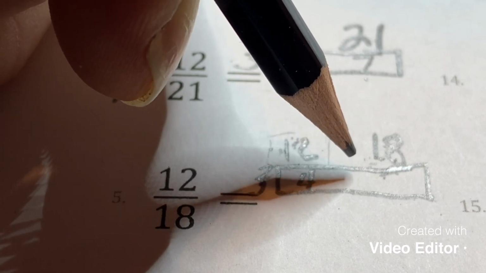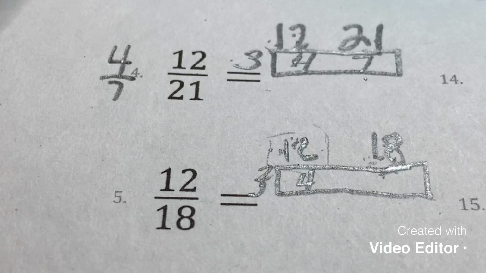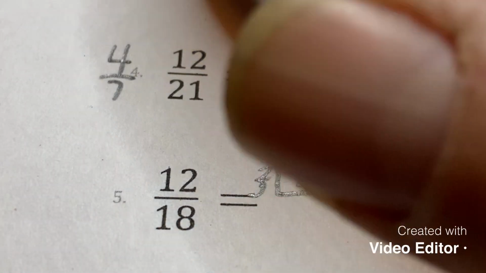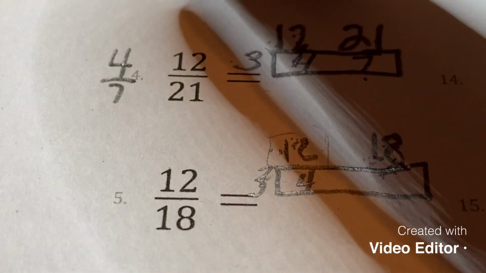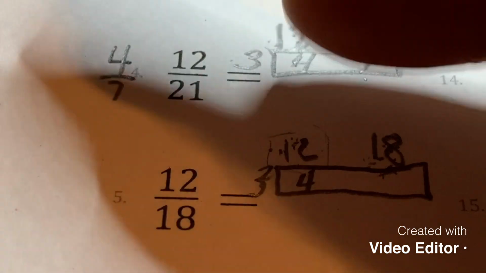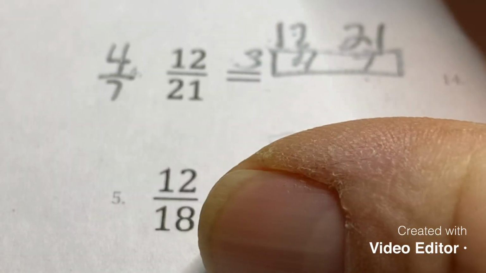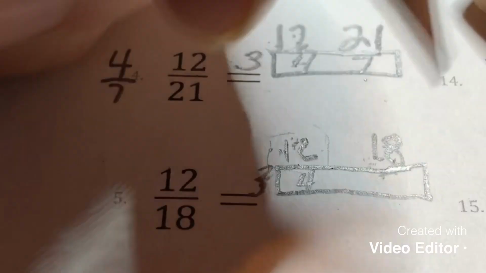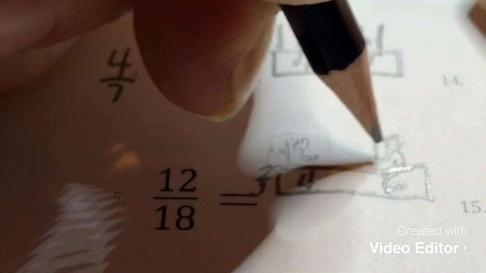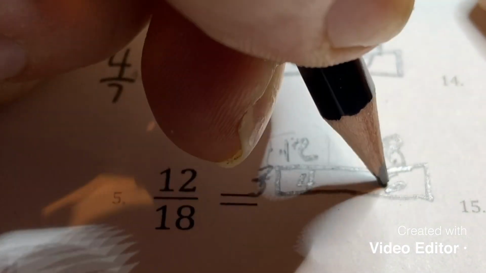Come on. 3 times what? Count them out. No, you're just guessing. Let's count them out together. 3, 6, 9, 12, 15, 18. 6. Yep. So you put the 6 here, because 18 divided by 3 is 6.